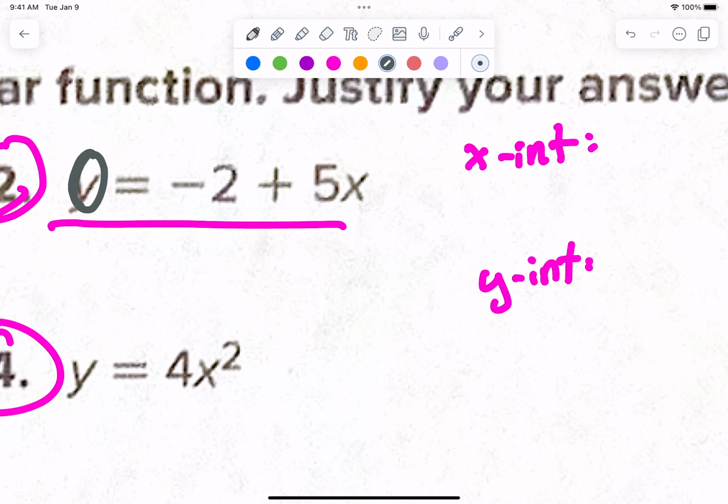I think this is right. Yep. Did you get an answer? No. Plug 0 in for the other one and solve. I think so. Okay. How would you do the x?